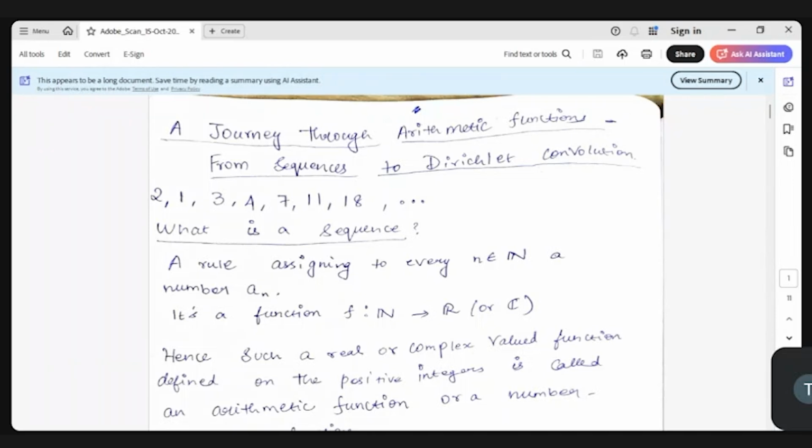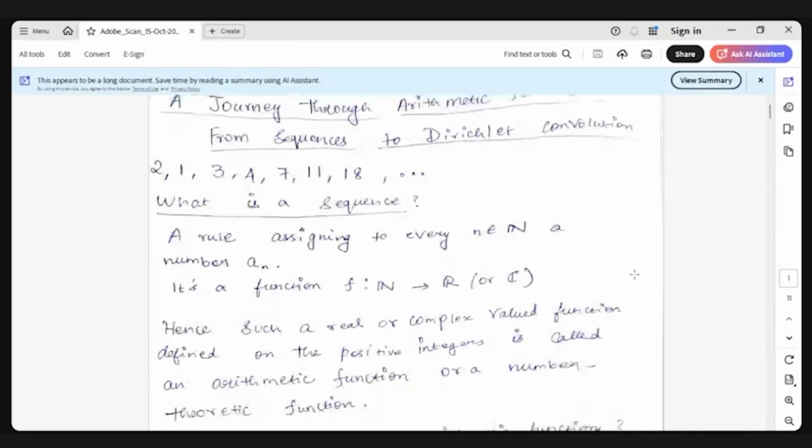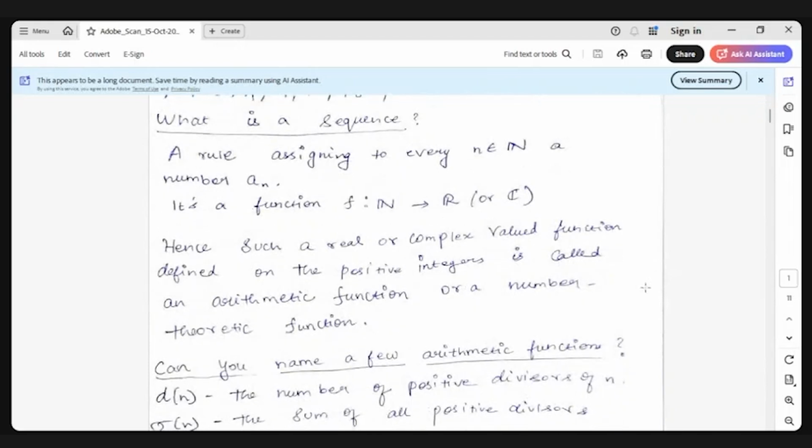Okay? So let us consider a sequence 2, 1, 3, 4, 7. This is a random sequence. So first, let's make it clear what a sequence is. It's a rule assigning to every natural number a real or complex number. So basically, it's a function from natural numbers to real or complex numbers. Hence, such a real or complex function, when it is defined on positive integers, we call such functions arithmetic functions or number theoretic functions.